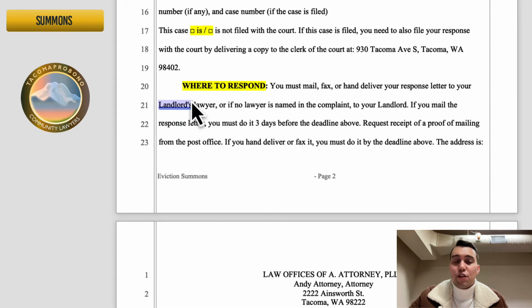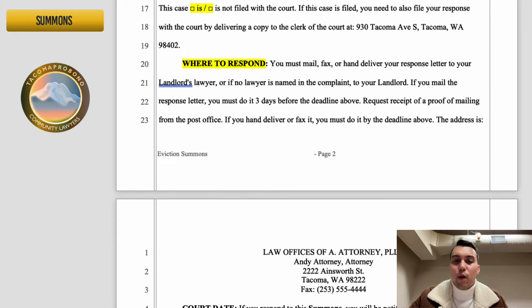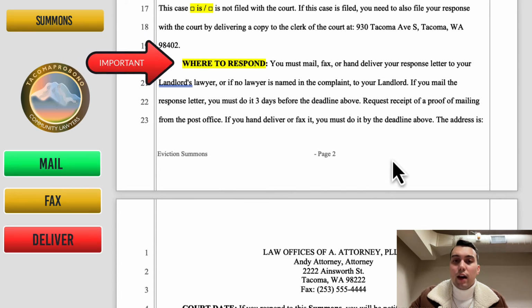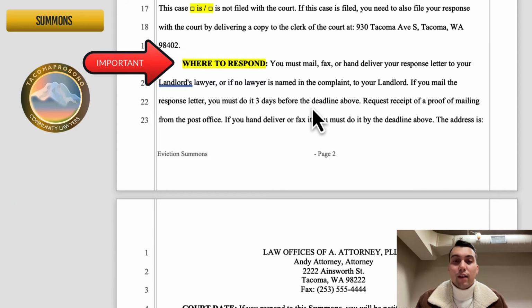It also gives you information on where to respond. There's some very specific requirements on where to respond. You either have to mail your response, fax your response, or hand deliver your response to the landlord's lawyer, or if they don't have a lawyer, to the landlord directly. Not all attorneys or landlords will have the fax option, so in some cases you may be left with either mailing or hand delivering. And if those are the only two choices that are available to you, you may need to plan ahead so that you can get the mail there in time, or so you can have time to go down to that attorney or your landlord's office to hand deliver your response to the summons.